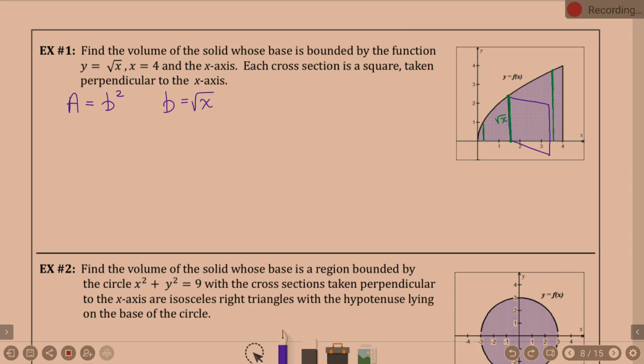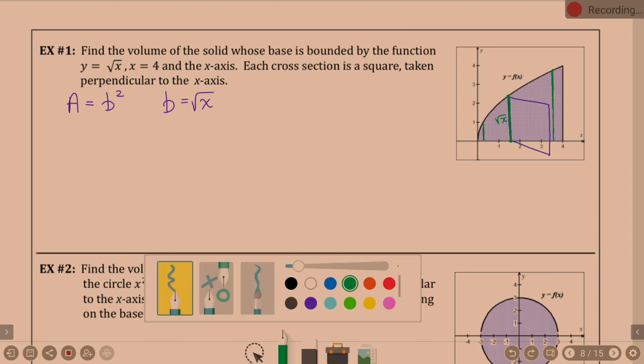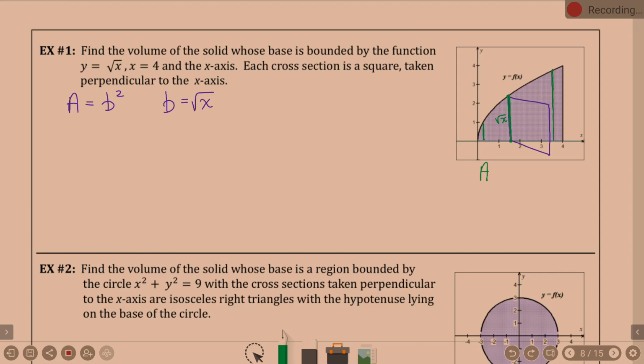So, I was looking to see how I have this. Okay. I guess I kind of put it over here on each of these is what I forgot. So area is base squared.